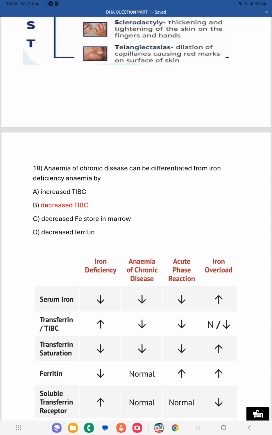In anemia of chronic disease, decreased TIBC and increased ferritin you can see. There, whatever iron is present in the circulation is utilized, so storage of iron will be there. In iron deficiency anemia, iron storage is not at all there, so you will be getting decreased ferritin. Whatever old iron is present in the blood circulation will be there, so you will be getting increased TIBC. In this way you can differentiate these two conditions.